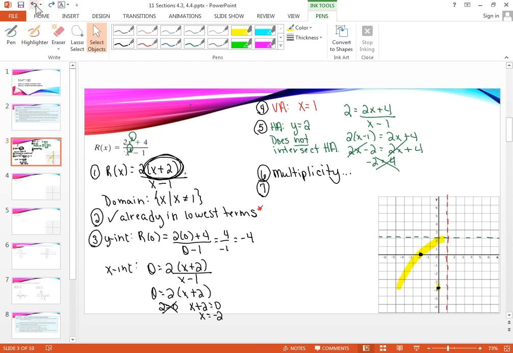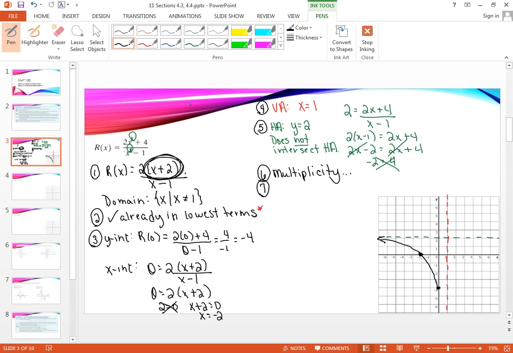So it makes sense that these are going to have to be connected like this, right? And if the multiplicity of the x-intercept says it's got to cross the x-axis at -2, I'm thinking the only choice I've got is for it to do this.